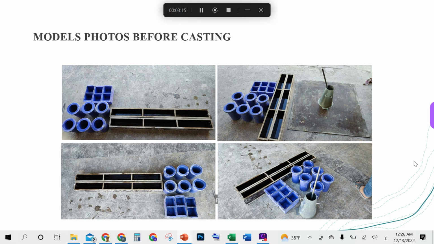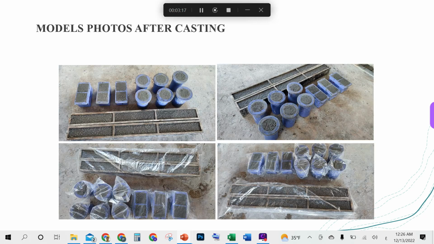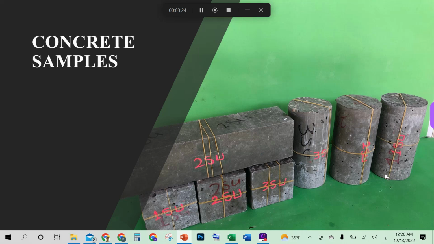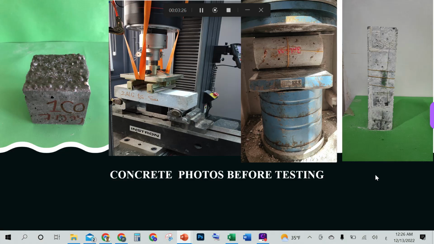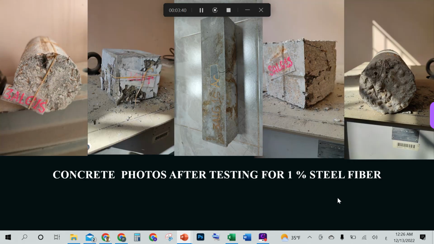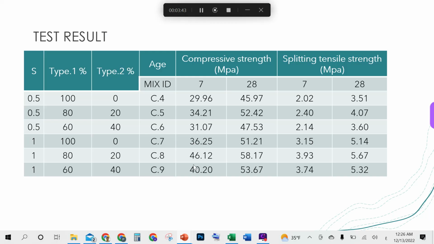You can see in this slide the molds and photos before casting, and this is the molds after the casting, and this is the samples after the casting, and this is samples before testing, and this is samples after testing for both types of steel fibers. And these are the test results.